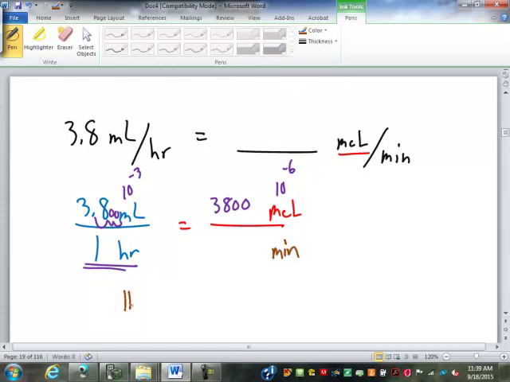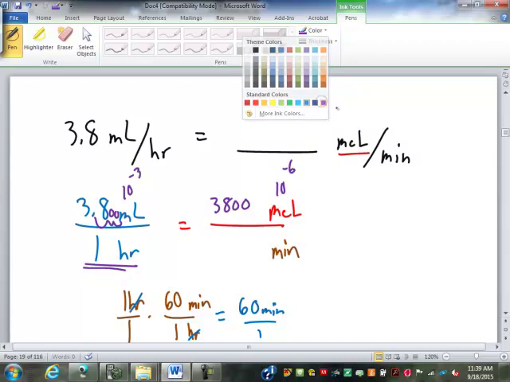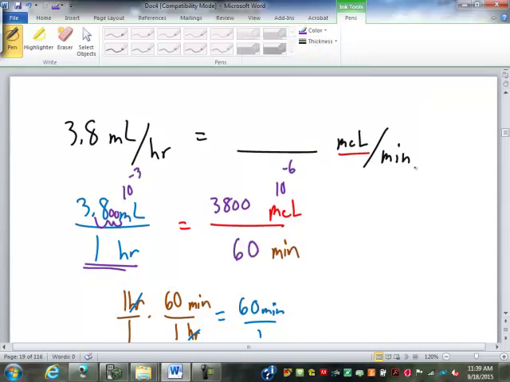But now we also have to convert the 1 hour into minutes. So we're going to have to do 1 hour over 1 times, now we're on bottom, minutes on top. 1 hour is 60 minutes. So the hours cross cancel. 1 times 60 minutes is 60 minutes. 1 times 1 is 1. So our 1 hour converts into 60 minutes.